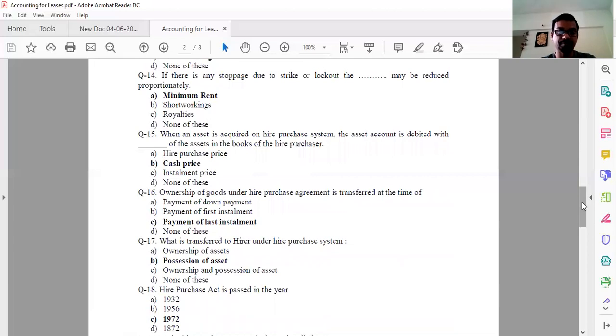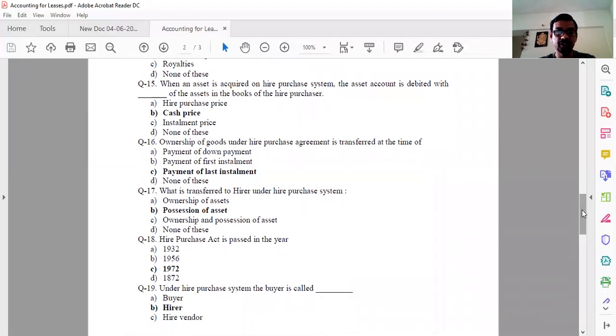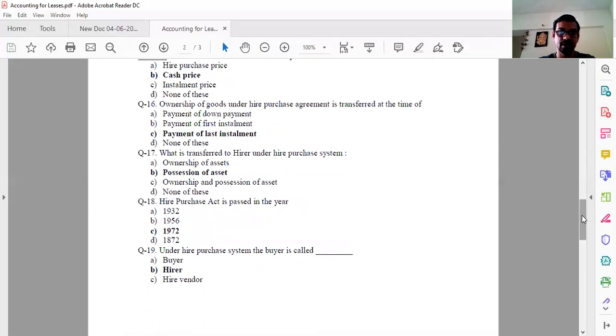When an asset is acquired on hire purchase system, the asset account is debited with dash of the asset in the books of the hire purchaser. Hire purchase account, hire purchase price, cash price, installment price, or none of these. The right answer is cash price. Ownership of goods under hire purchase agreement is transferred at the time of payment of down payment, payment of first installment, payment of the last installment, or none of these. The right answer is payment of the last installment.